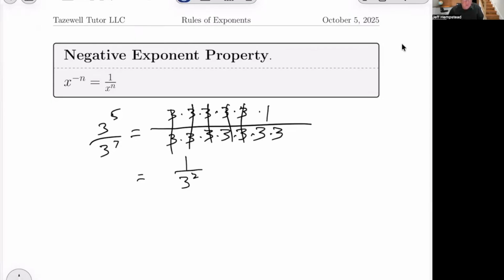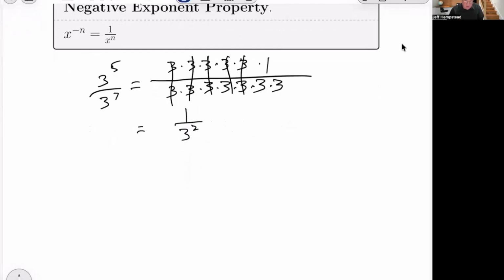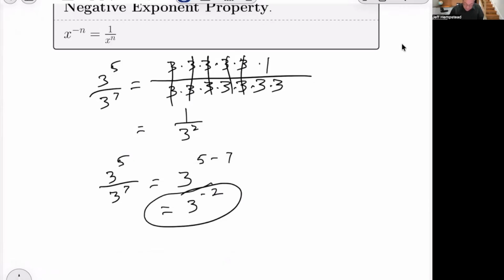Well, where did that 1 over 3 squared come from? Let's use our quotient property. Our quotient property said 3 to the 5th divided by 3 to the 7th is equal to 3 to the 5 minus 7, which is 3 to the negative 2. 5 minus 7 is negative 2. So 3 to the negative 2 that we see down here is the same as 1 over 3 to the 2 up there. So if you have a negative exponent, change the negative to positive and put your whole power down into the denominator.